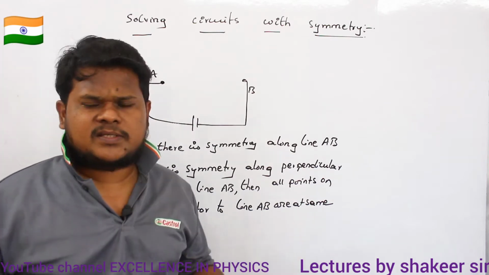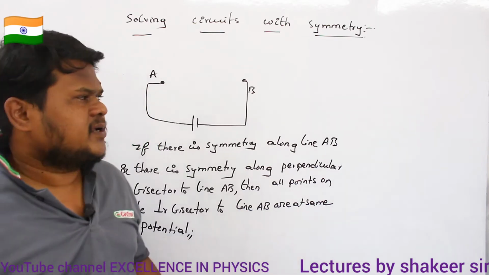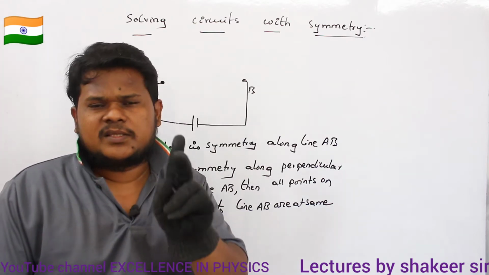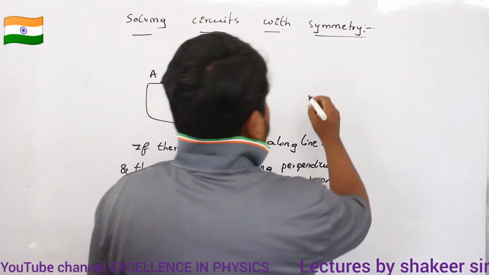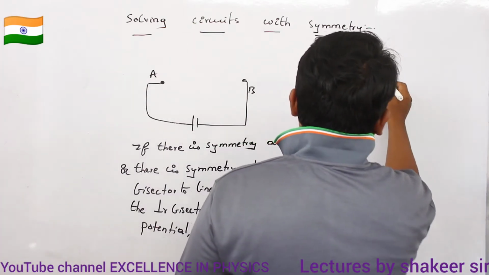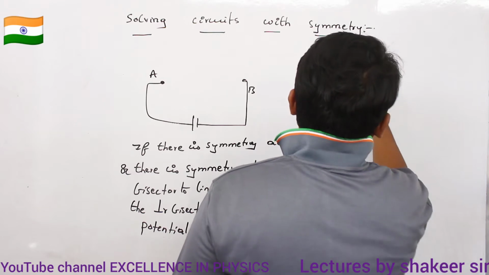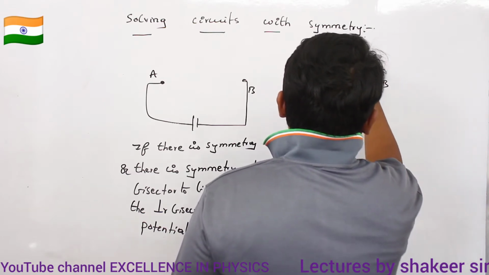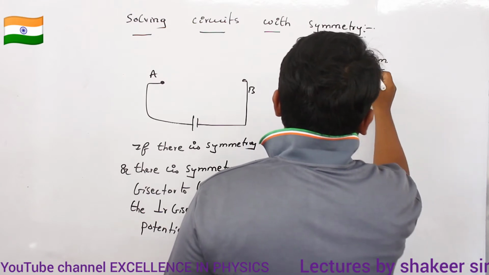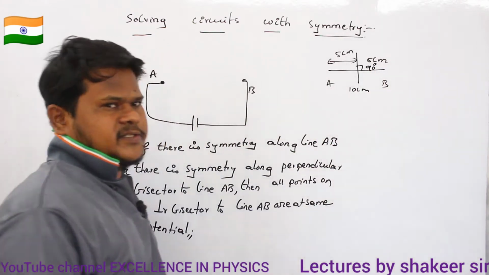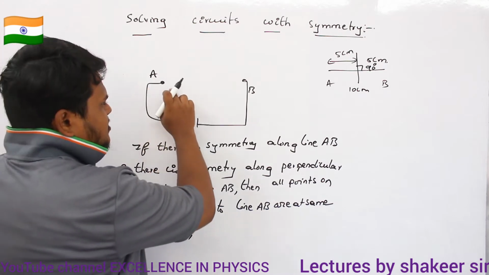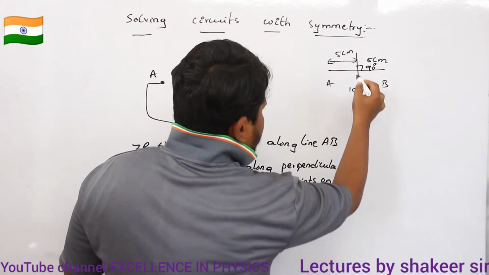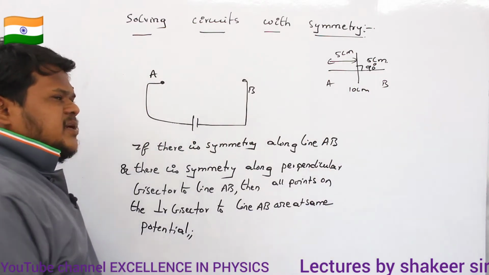A perpendicular bisector is a line which makes an angle of 90 degrees to line AB and divides this line AB exactly in two halves. For example, if this is my line AB of length 10 centimeter, then this becomes my perpendicular bisector which divides the line into 5 centimeters and 5 centimeters, exactly at an angle of 90 degrees. So if there is a symmetry along line AB, then every point on this perpendicular bisector should be at same potential.